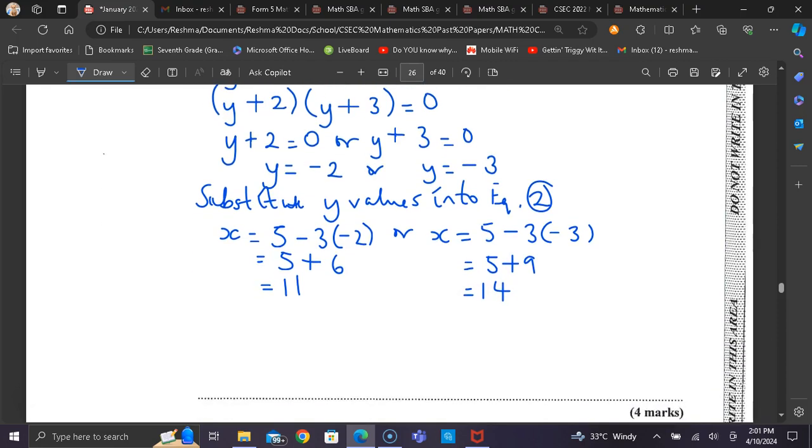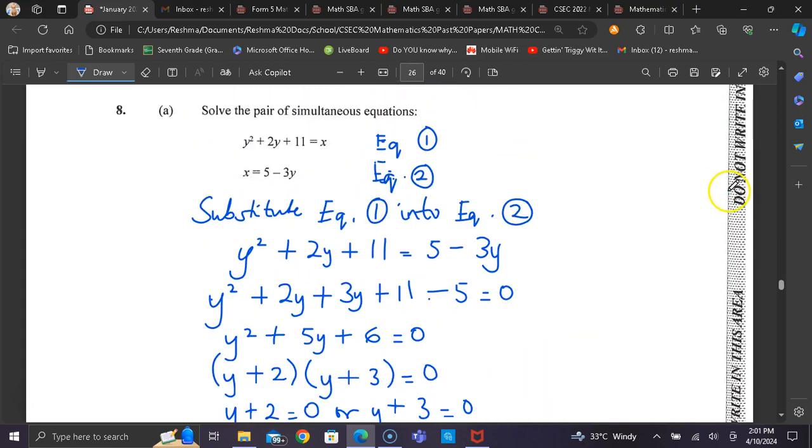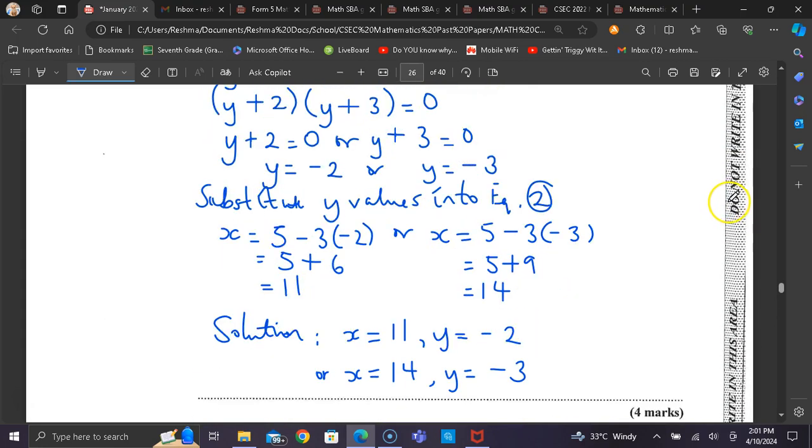So to state our solution, we have to state our solution as pairs. So the solution to our pair of simultaneous equations: first, x is 11 and y is negative 2, or the second pair of solutions, x is 14 and y is equal to negative 3. Okay, so that's our solution for our pair of simultaneous equations, right? And this is worth 4 marks.